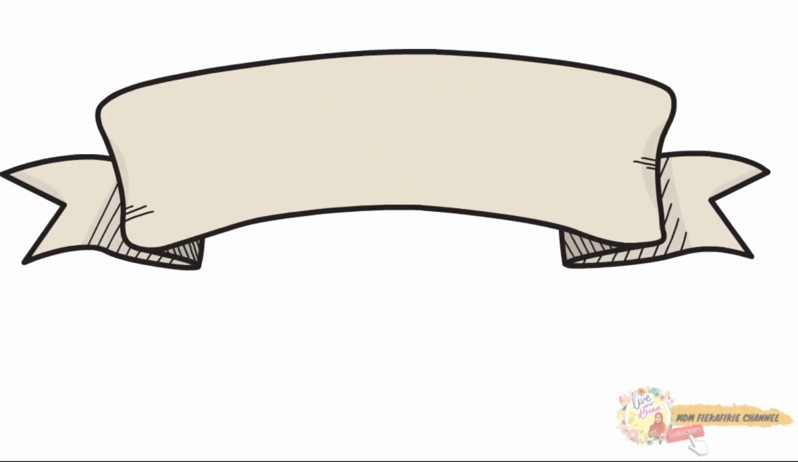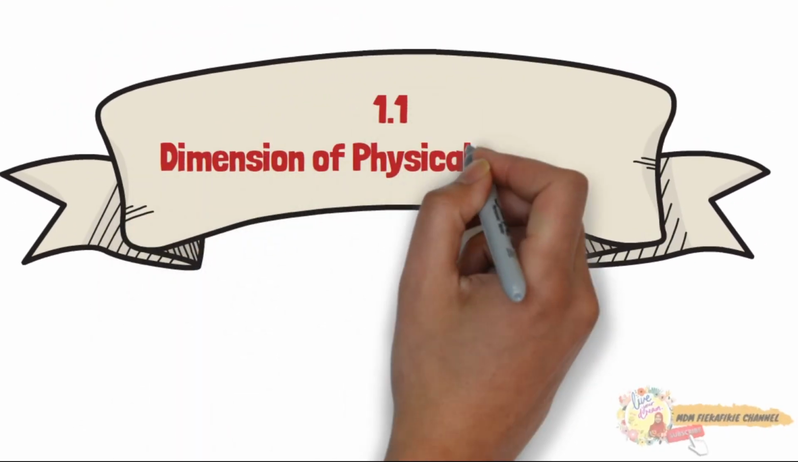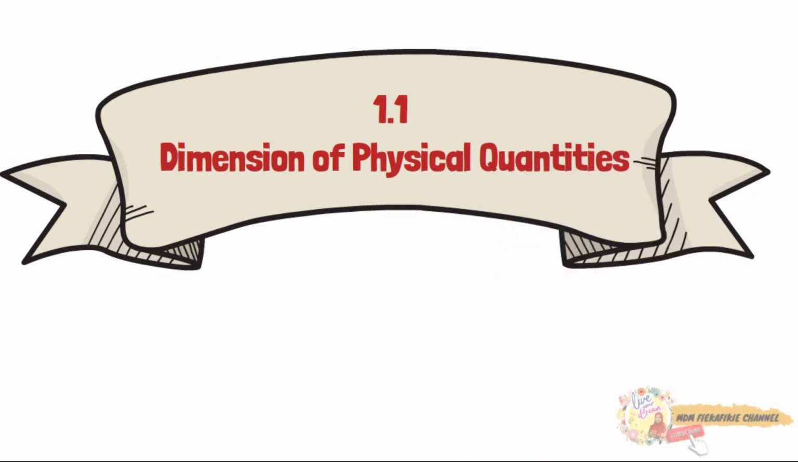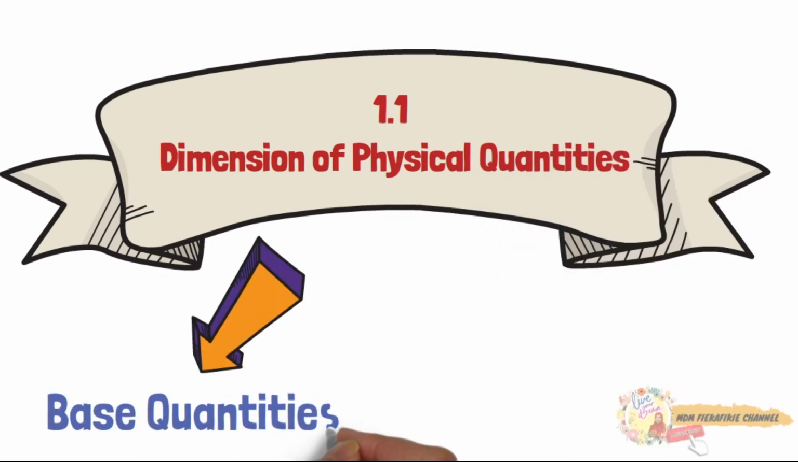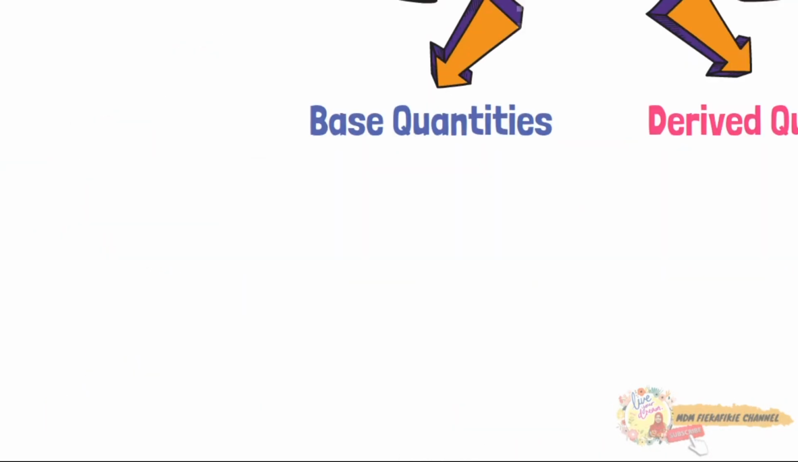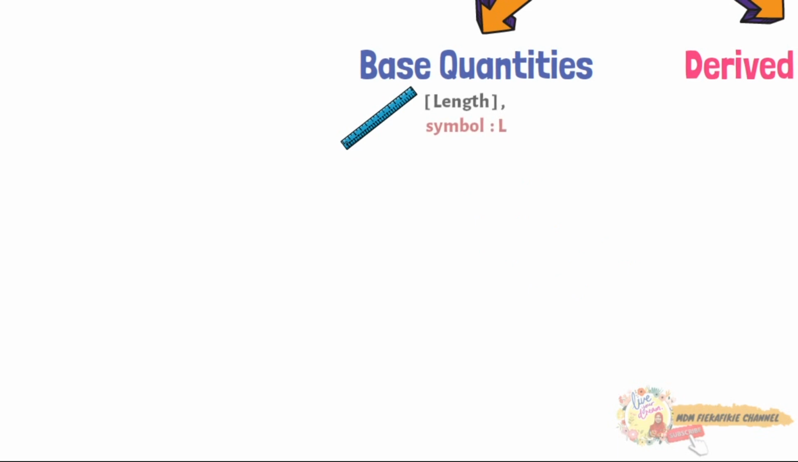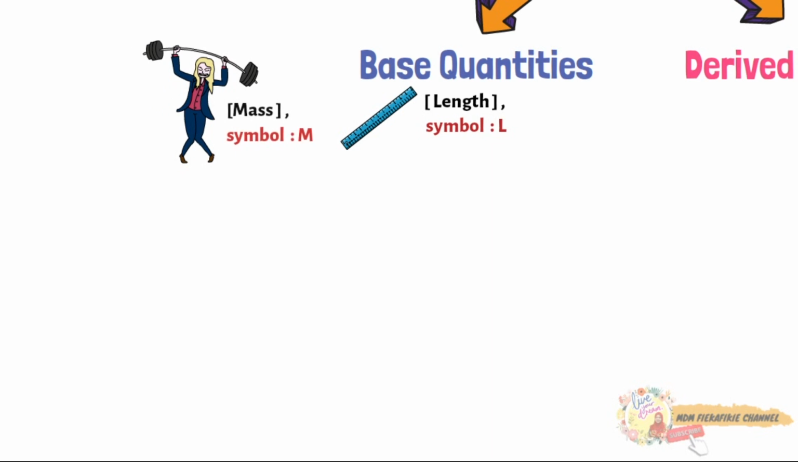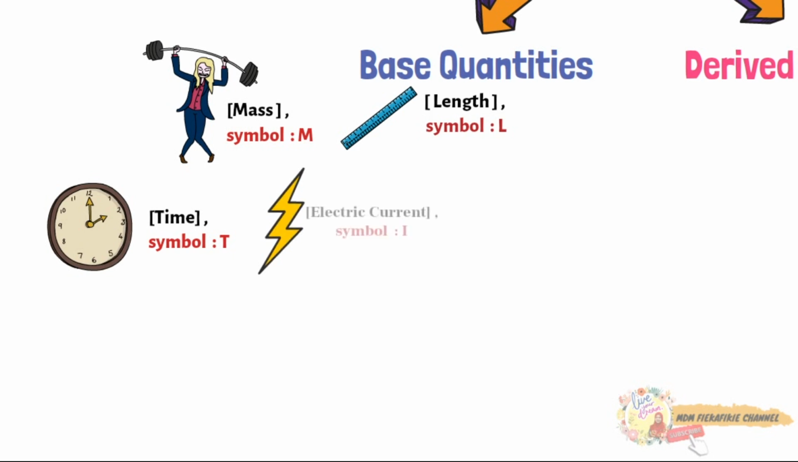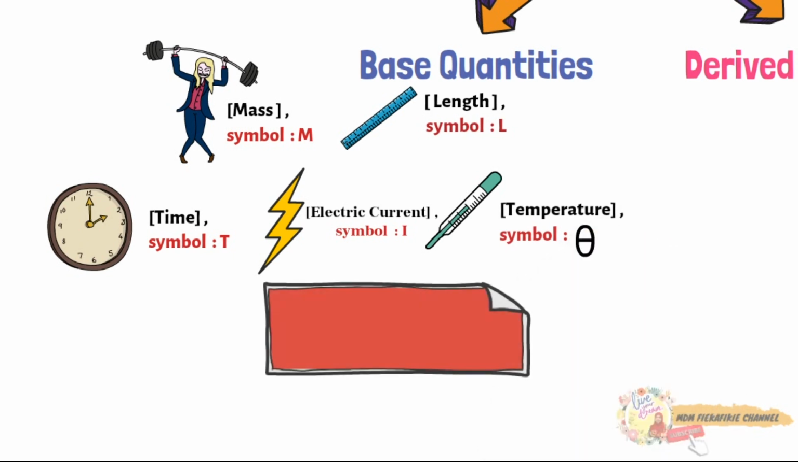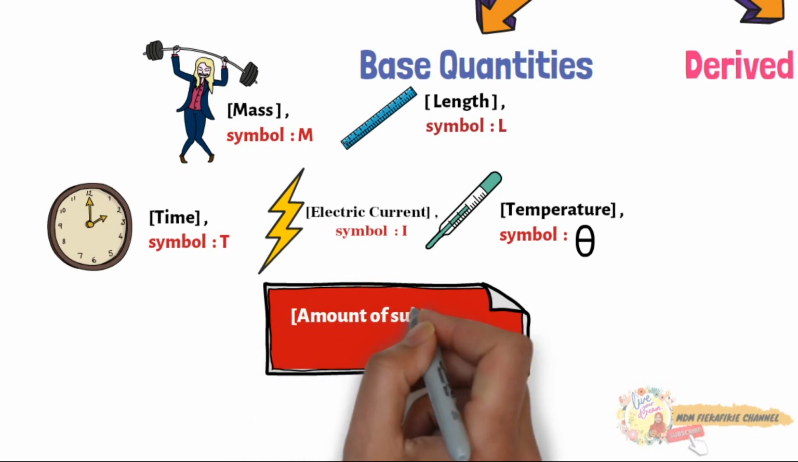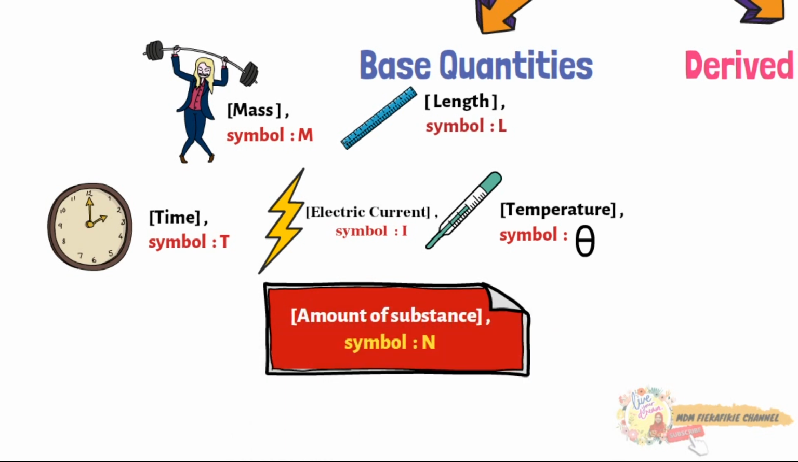Okey, kita akan mulakan dengan subtopic 1.1 iaitu Dimension of Physical Quantities. Ada dua ya, kena ingat, base quantities dan juga derived quantities. Base quantities seperti length and the dimension is capital L. And then kita ada mass and the dimension is capital M. We have time and the dimension is capital T. Dan kita ada current di mana dimension dia adalah capital I. The temperature where the dimension is theta. And the last one is the amount of substance and the dimension is capital N.